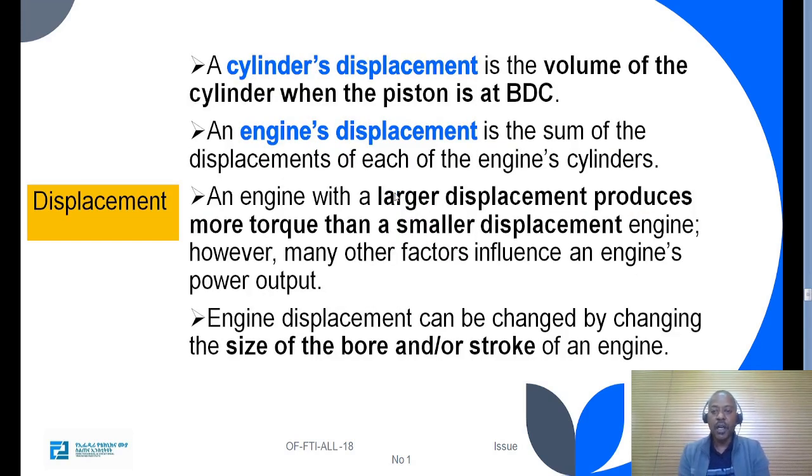Displacement. A cylinder displacement is the volume of the cylinder when the piston is at bottom dead center. An engine displacement is the sum of the displacement of each of the engine cylinders. An engine with a larger displacement produces more torque than a smaller displacement engine. However, many other factors influence an engine's power output. Engine displacement can be changed by changing the size of the bore and/or stroke of an engine.